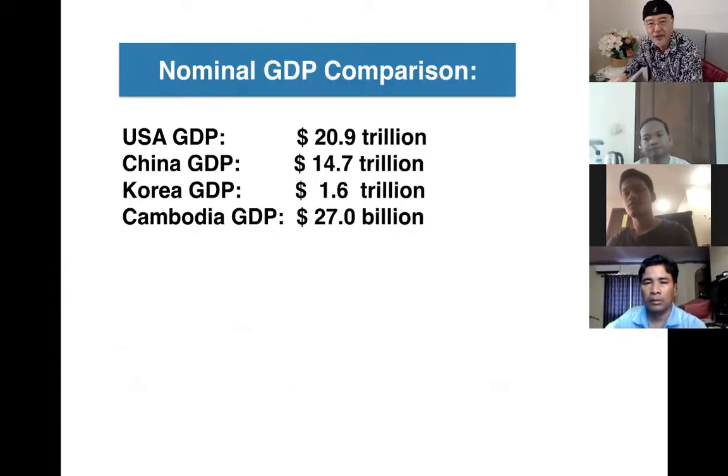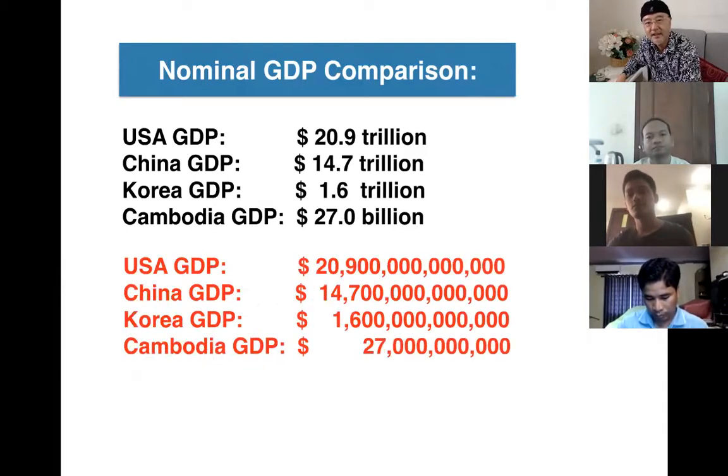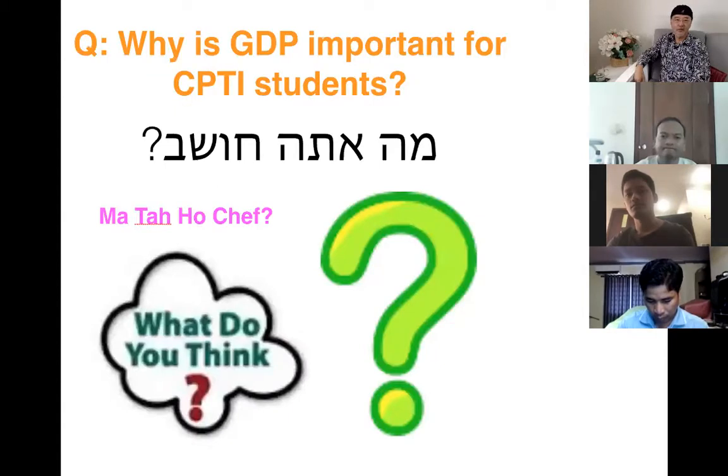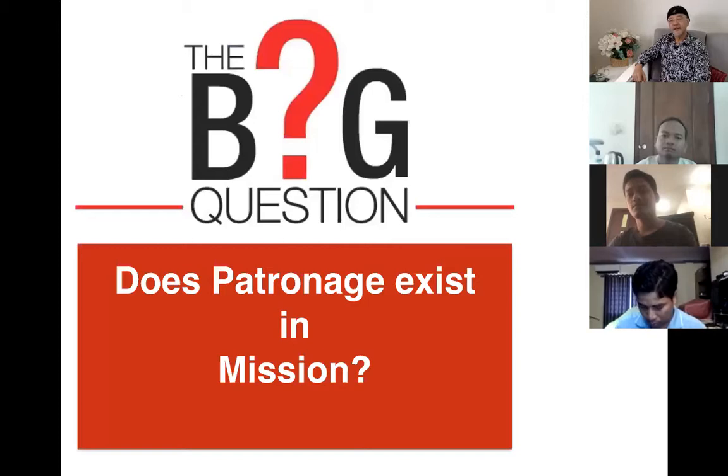And now we talked about GDP, right? American GDP is 29 trillion, and Cambodia GDP is 27 billion, right? And I shared with you how big of a gap that is. And I'm going to try to explain what that means. Why is GDP important for CPTI students? And then someone still asked a question, right?